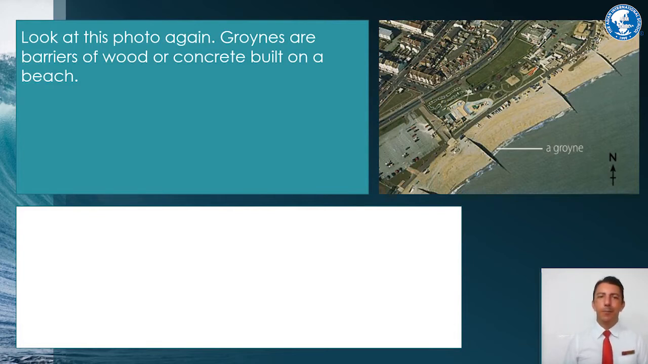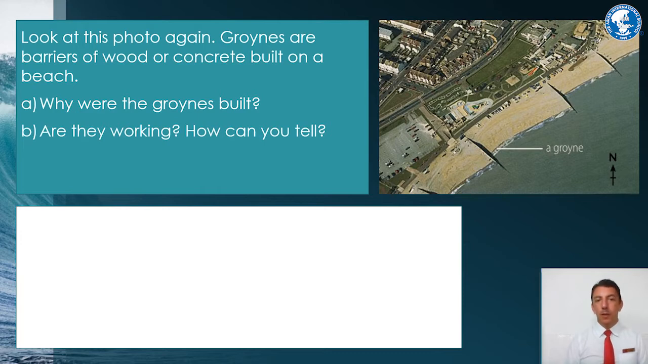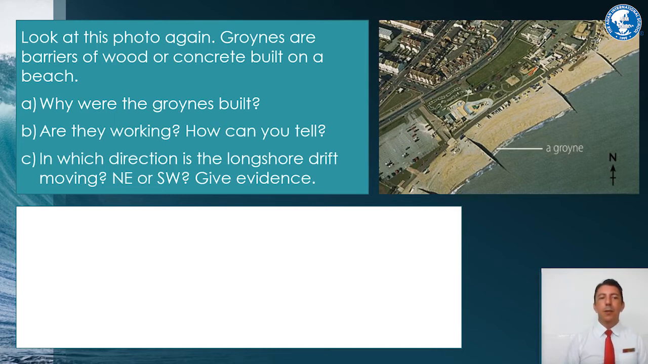Next, look at this photo again. Groins are barriers of wood or concrete built on a beach. Why were these groins built? Are they working? And how can you tell? And in which direction is the longshore drift moving? Northeast or southwest? Give evidence. We can see the north arrow on the map or on the photograph here, so use that to answer your question. Again, pause the video, and when you're ready, we will check your answers.